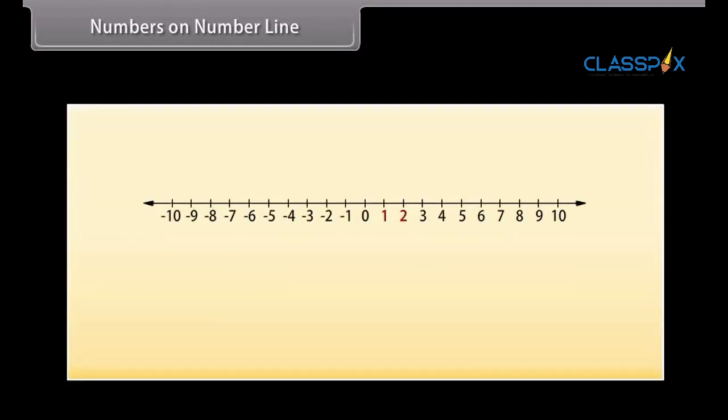Numbers on number line. On a number line, numbers 1, 2, 3, 4 and so on are called natural numbers. The natural numbers are denoted by the symbol N. If we include the number 0 with the natural numbers, then the numbers are called whole numbers. The whole numbers are denoted by the symbol W. All these numbers together with these negative numbers are called integers. The integers are denoted by the symbol Z.